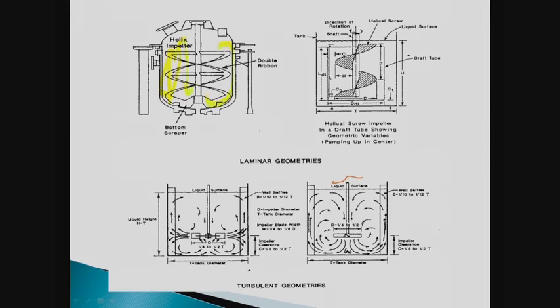So this is a double helical ribbon with bottom scraper. It's a double helix because you have two of them. Excellent. A single one doesn't do the job. So you really need a double helix, mounted on an anchor, and typically you do need wall wipes to improve the heat transfer. So there you go. Excellent mixer. This might be considered a universal mixer.